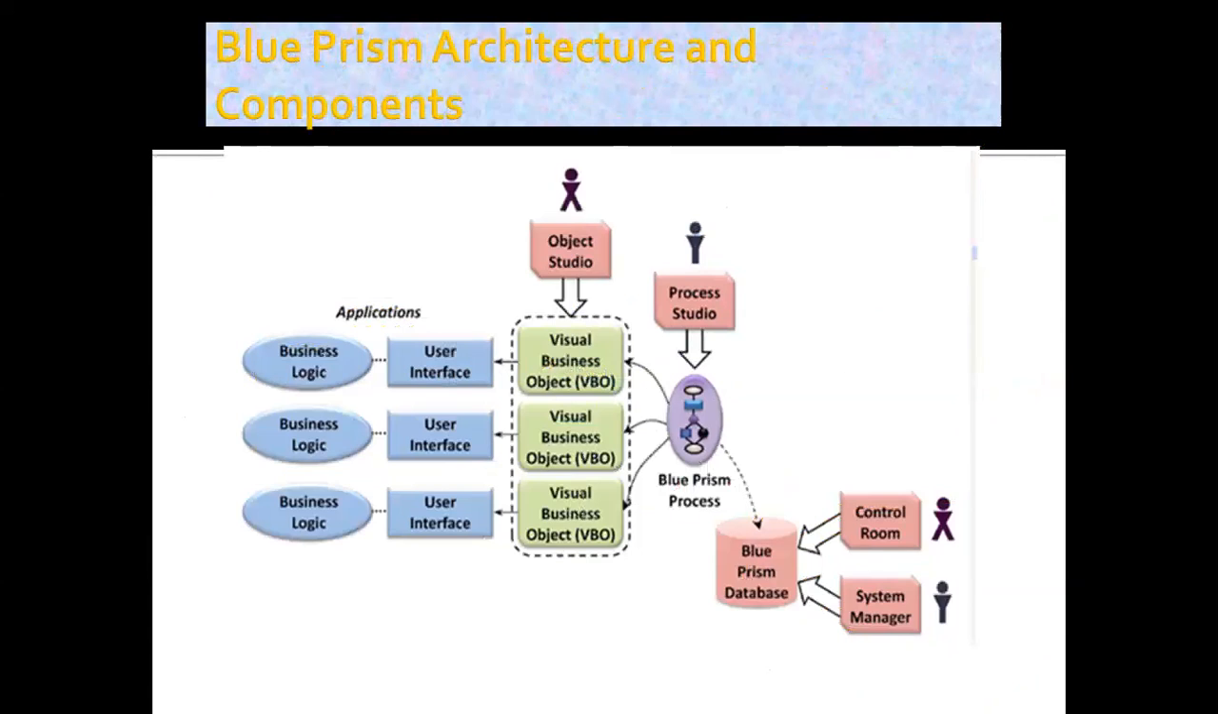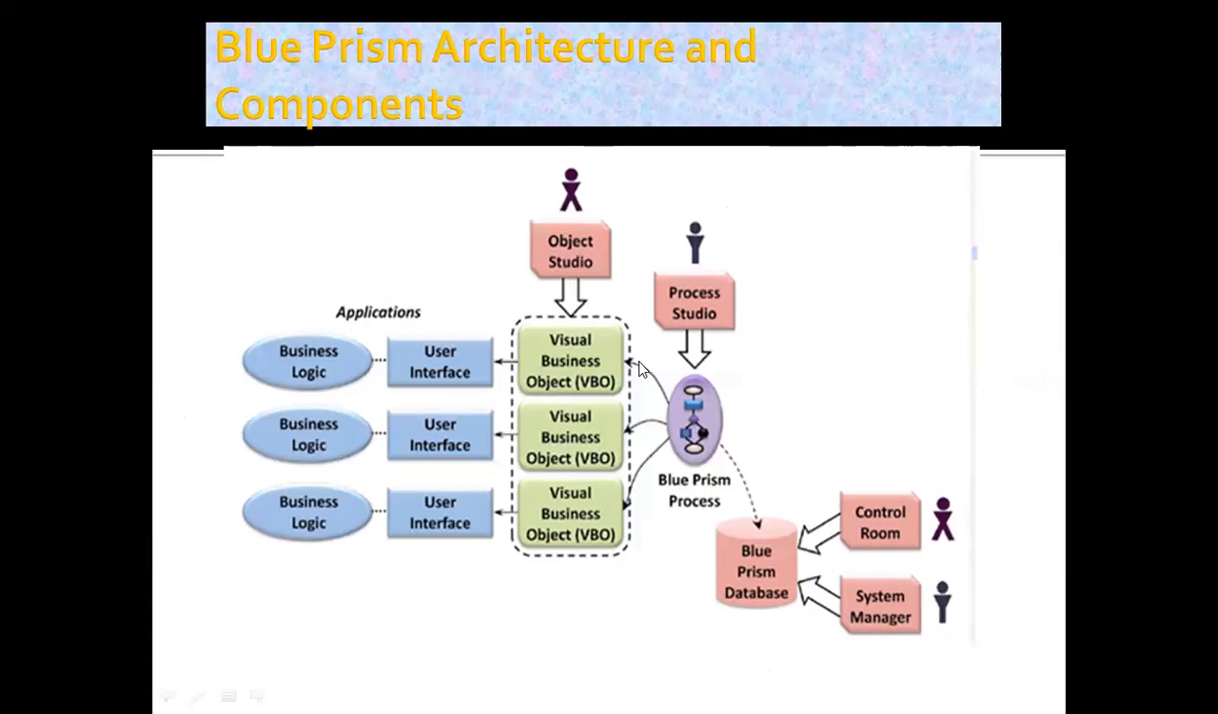Okay, so I think Blue Prism, I don't think you need this, but let me explain briefly about this as well. Here in UiPath, only one studio will be there wherein you will develop processes. But in Blue Prism, there are 2 studios. One is Object Studio and the other one is Process Studio.